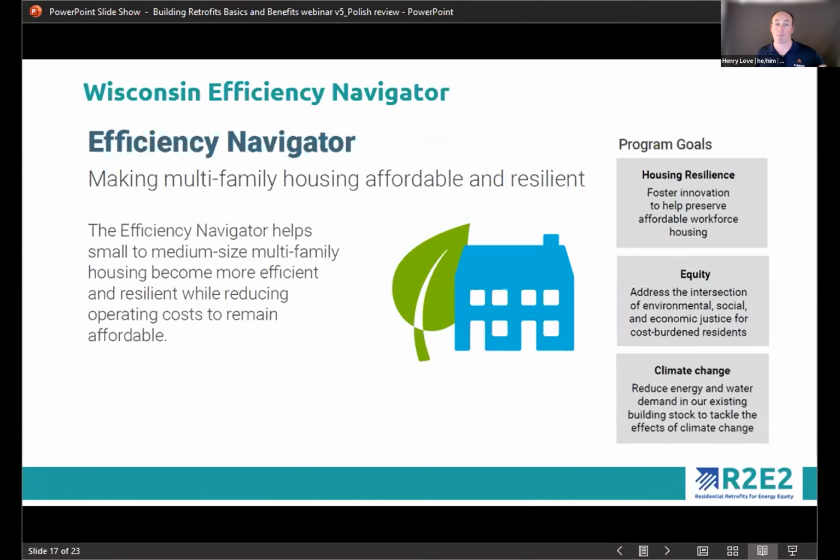That program's goals were housing resilience and fostering innovation to help preserve affordable workforce housing; equity, addressing the intersection of environmental, social, and economic justice for cost-burdened residents; and climate change, reducing energy and water demand in our existing building stock to tackle the effects of climate change. So that's the programmatic structure in which this retrofit was delivered for that project.